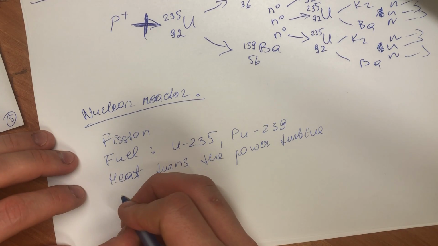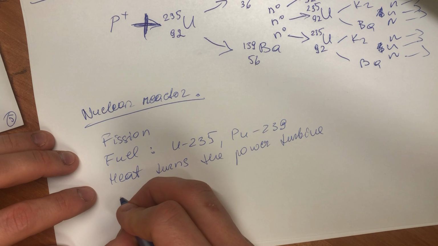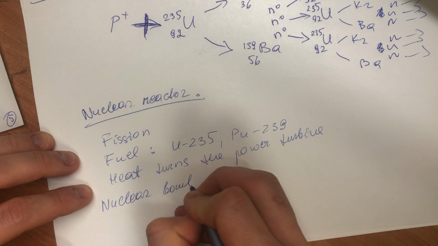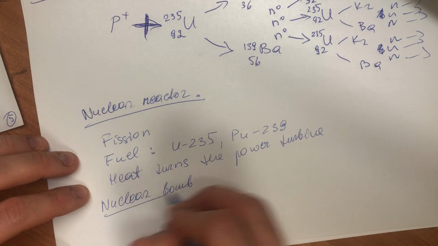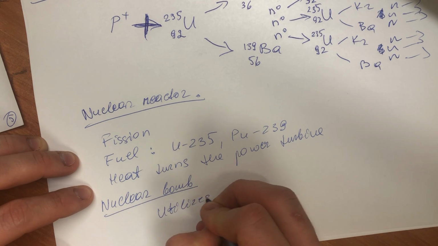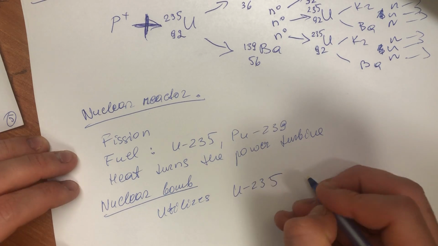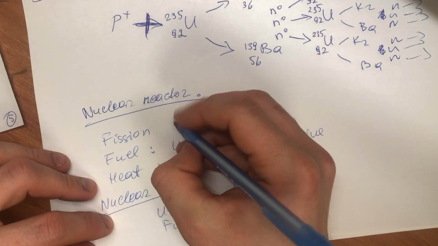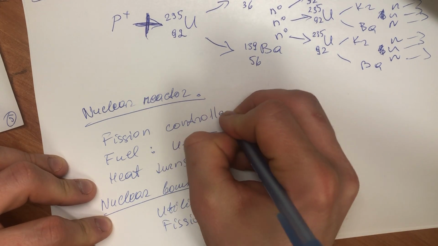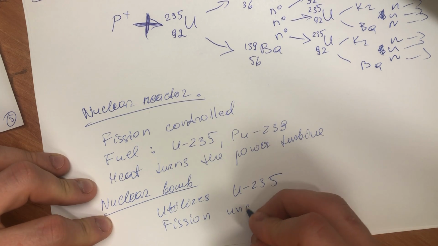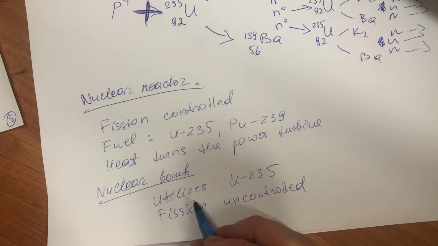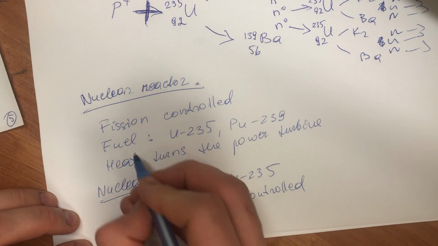Nuclear reactor, nuclear bomb. A nuclear bomb utilizes uranium-235, and there also fission occurs, but it is controlled in a nuclear reactor and uncontrolled in a nuclear bomb. So they both work on fission.